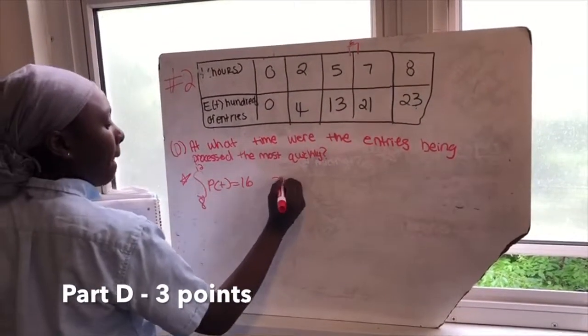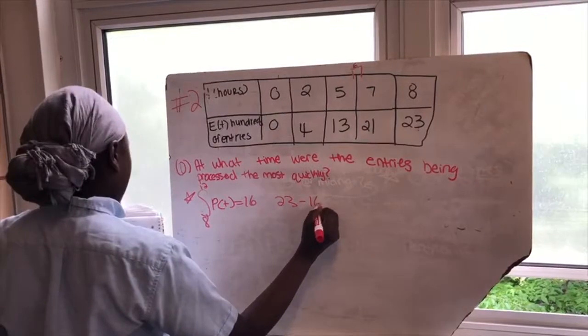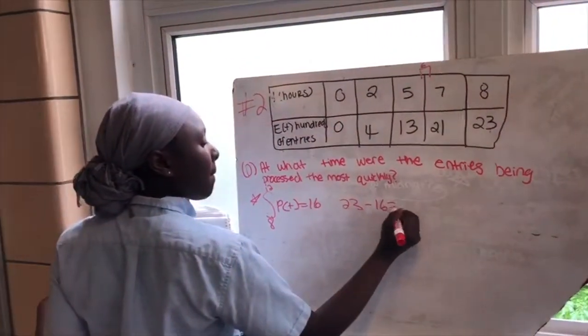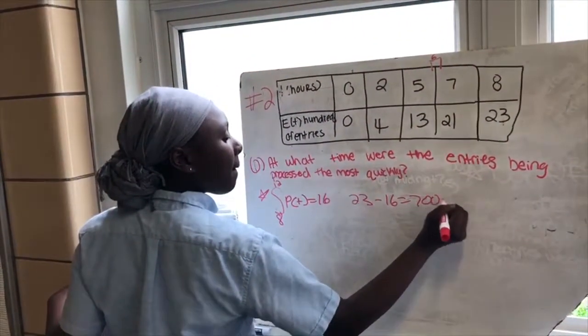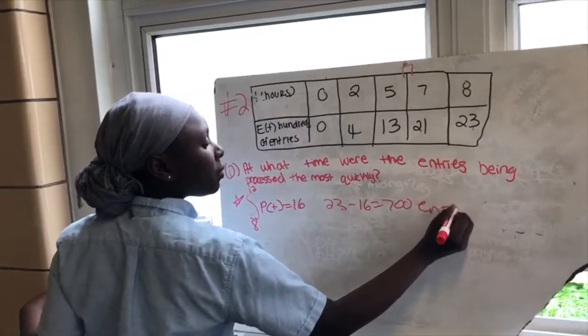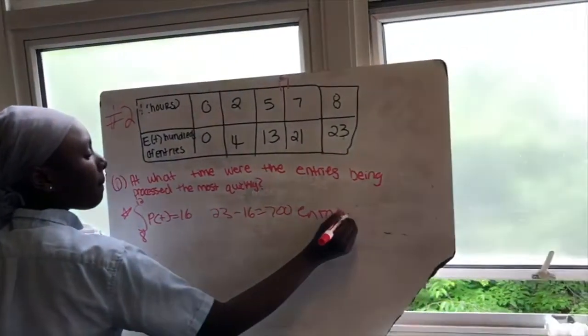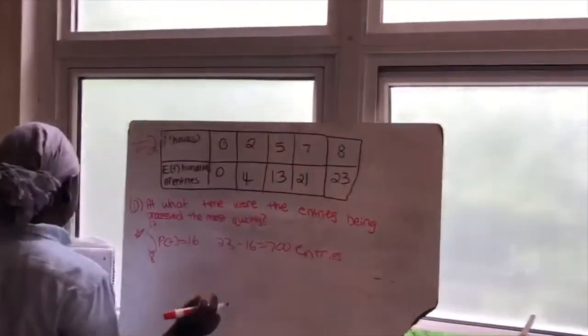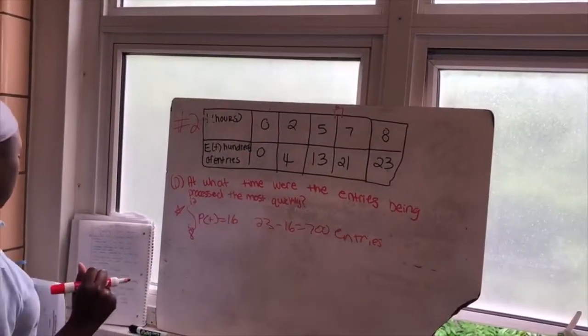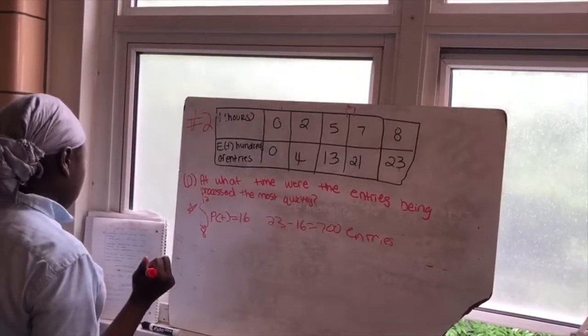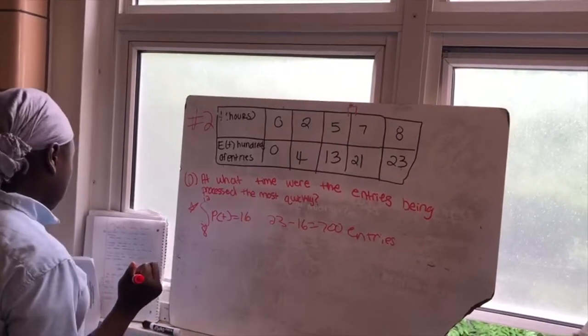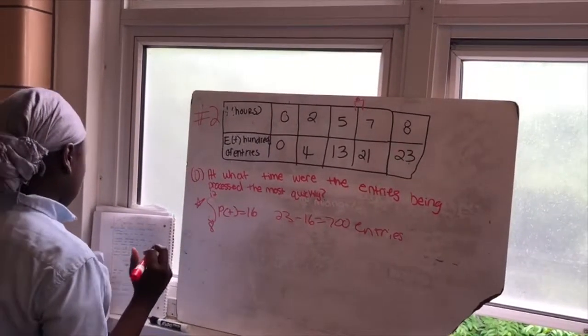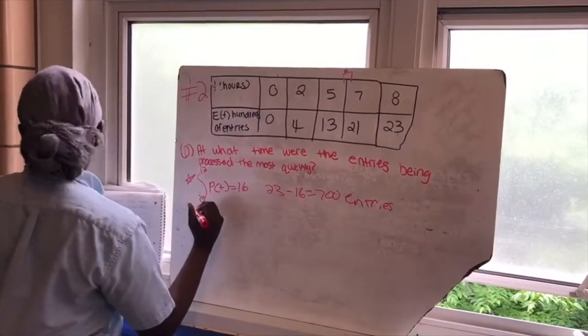So for D, it reads: according to the model from part C, at what time were the entries being processed most quickly? Justify your answer. So for part D, you write down the integral that you wrote down for part C, and you write down again that 23 minus 16 is equal to 700 entries, because that's important for D.